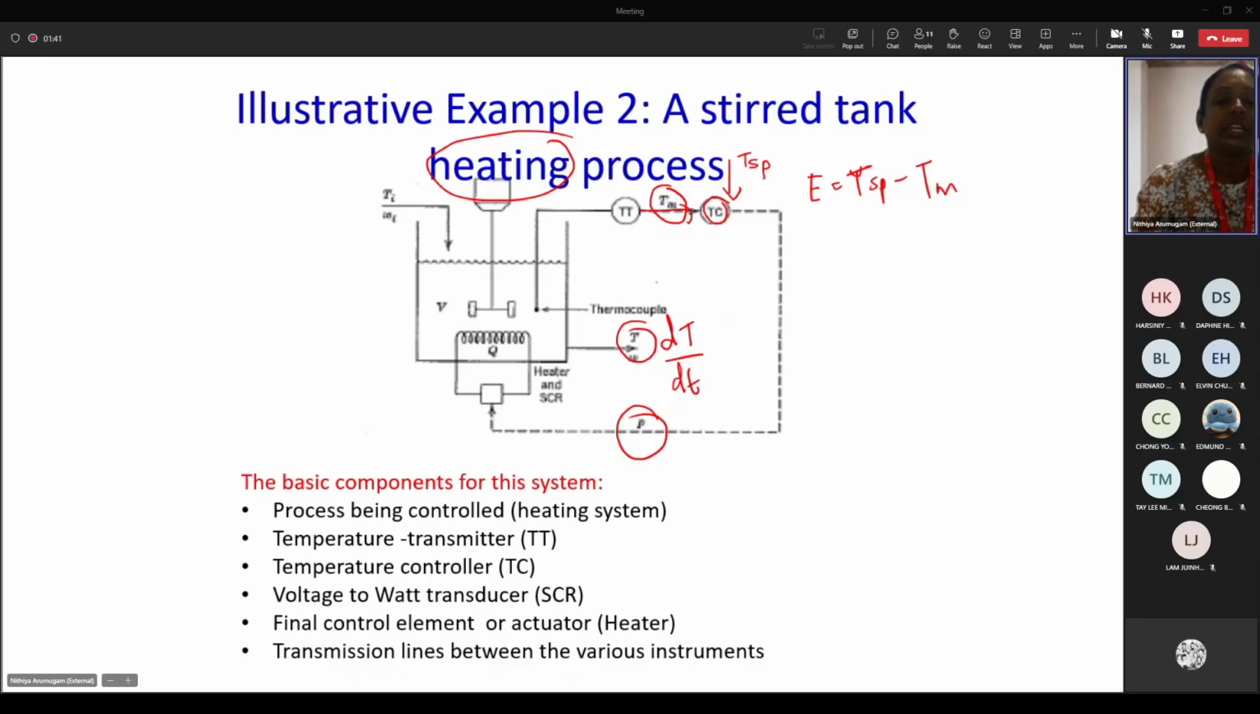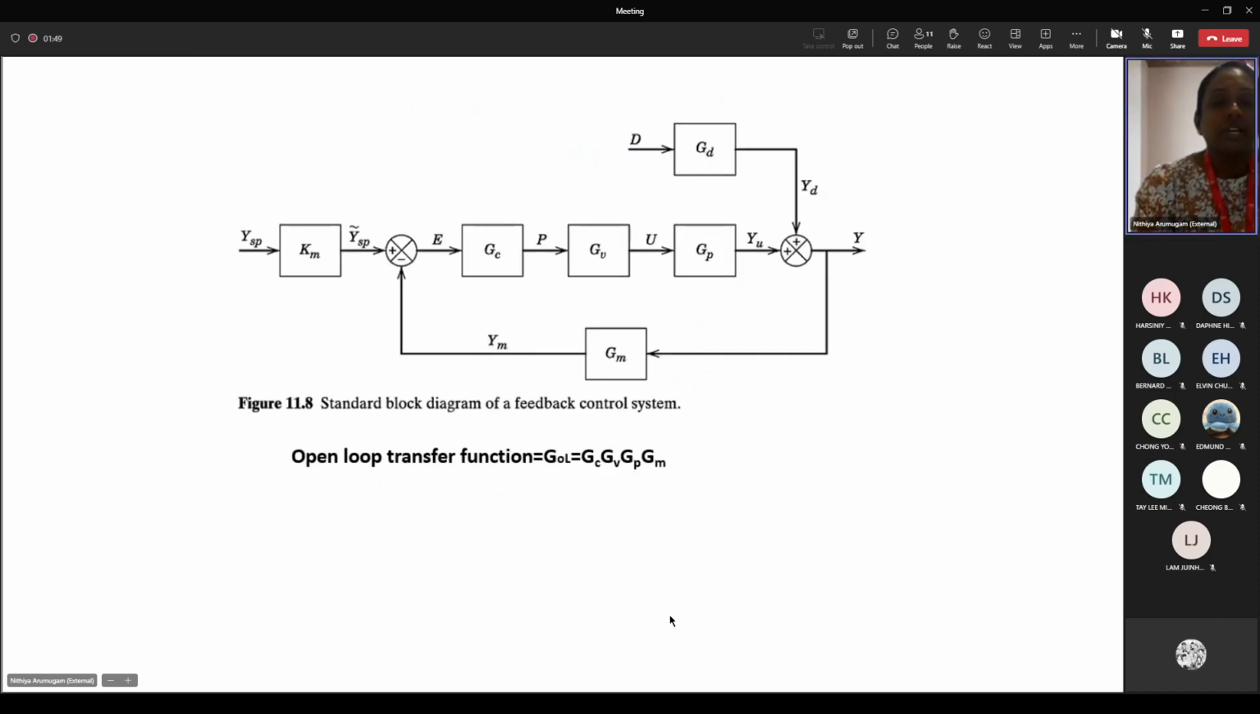In this case, we call that the heater, and the transmission lines we have between the various instruments. All right, so let's look into the standard block diagram. This is a feedback control system, so we call that a closed loop diagram.